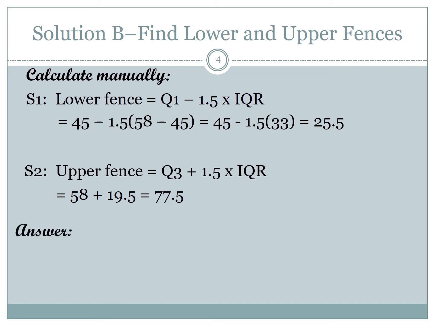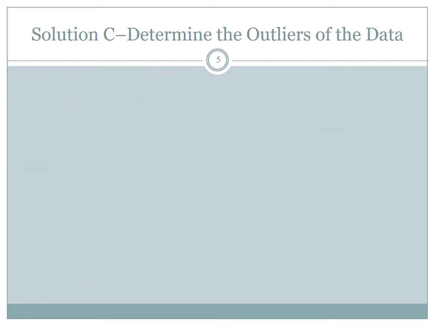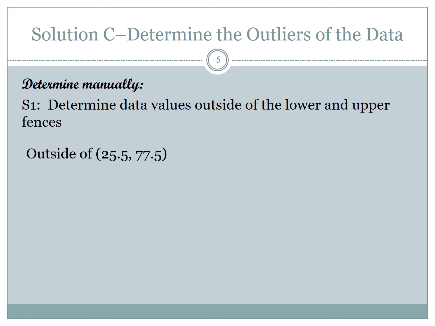So remember, you have to answer the questions that they ask you. They ask us for the lower fence and the upper fence, so we give that as our answer. Let's go on to the next step, and that is the outliers of the data. So what are outliers? Outliers are points in the data set that are outside of the lower and upper fences.